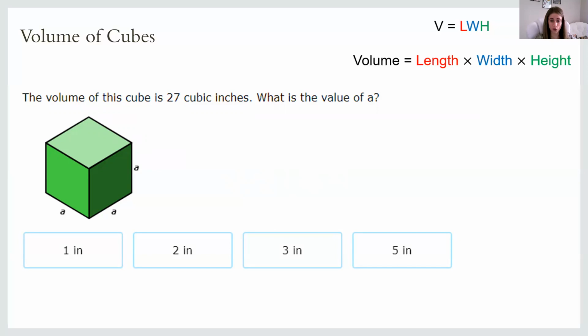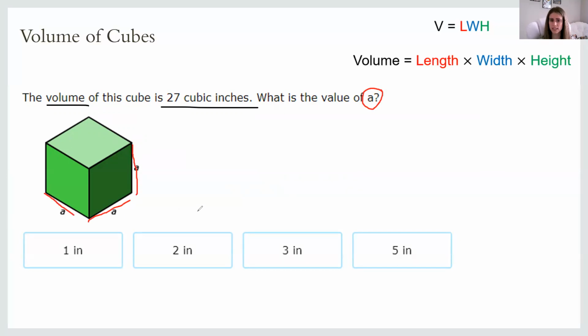It gives us the volume. It's telling us the answer. The volume is 27 cubic inches, and we want to find the value of A, which if we look at our picture here, means we want to know the side length.